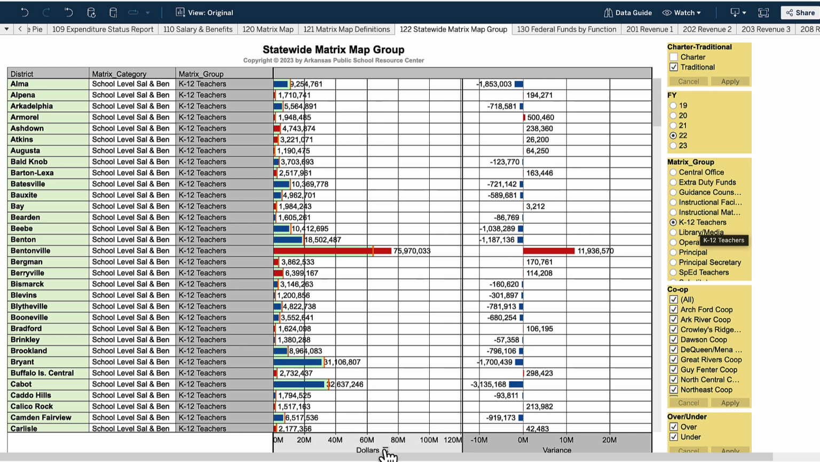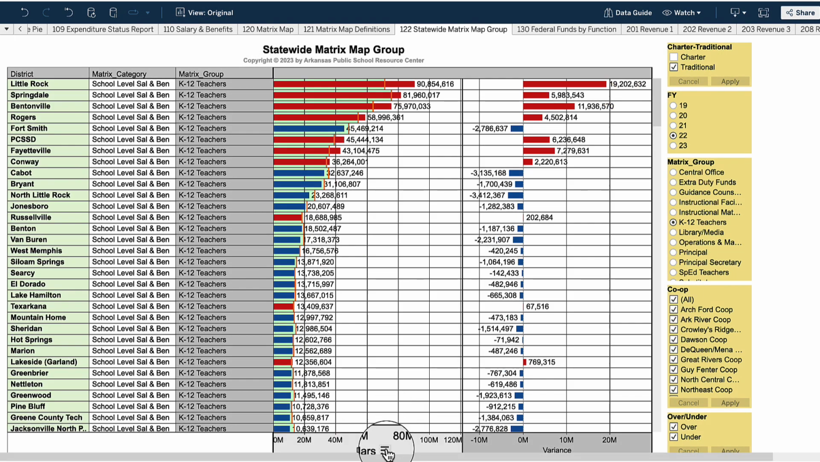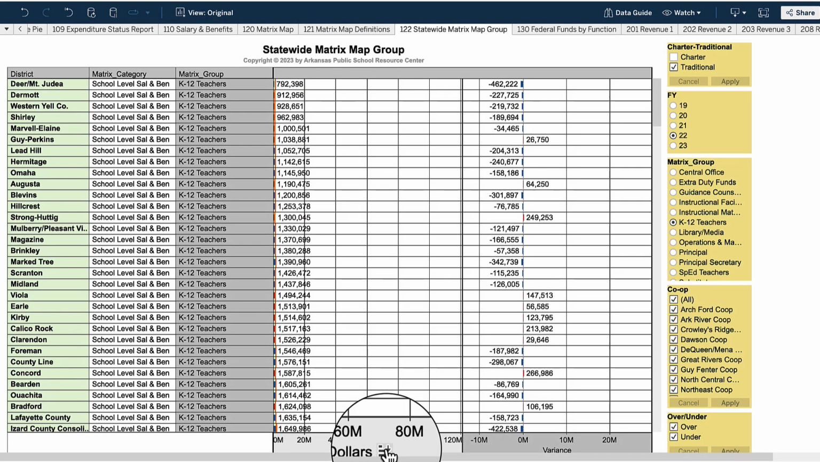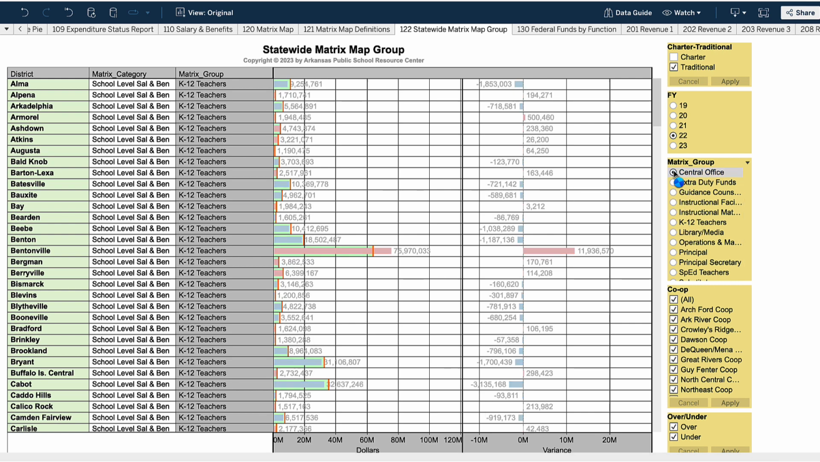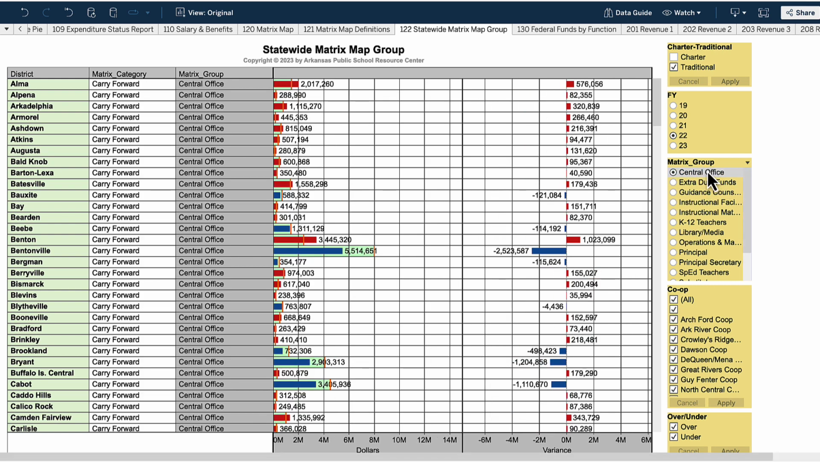If you're wanting to look at this statewide, you want to do some kind of ranking, you can go down to the lower panel, click on this sort filter, and it will sort from highest to lowest. Click on it again, it will sort from lowest expenditure to highest, and then click on it once again, and it takes it back to alphabetical order. I can look at any different category. If I wanted to look at central office expenditures, I quickly just click on that matrix group filter, and now we're looking at central office expenditures only. Those that are in red will have spent more than the matrix recommendation. Those that are blue will have spent less than the matrix recommendation.